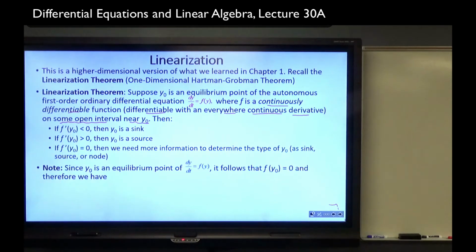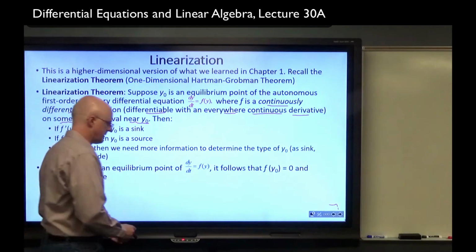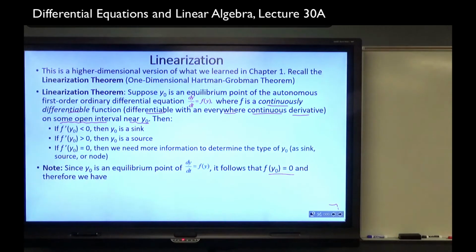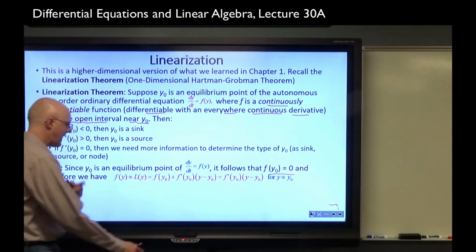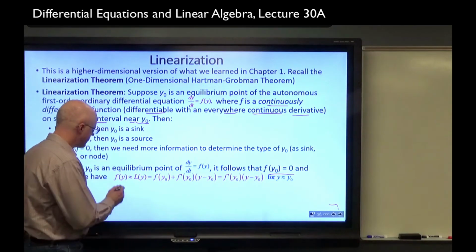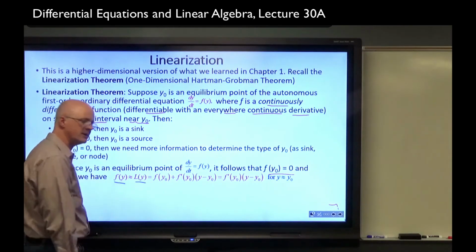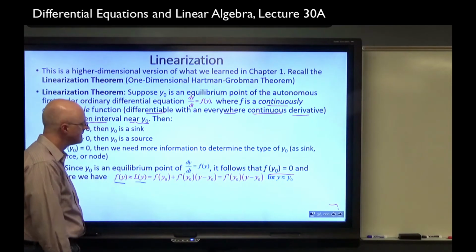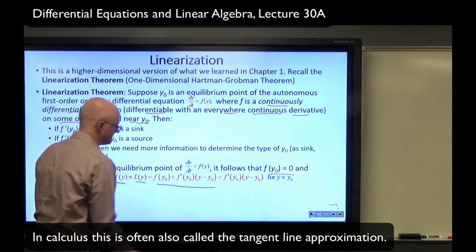Since y0 is an equilibrium point, it follows that f of y0 is 0. That's important, because it means we can simplify the linear approximation from calculus 1. Remember way back, calculus 1, when you're trying to approximate a nonlinear function with a linear function, L standing for linear, that's why I'm using the L here. Here was the general formula.